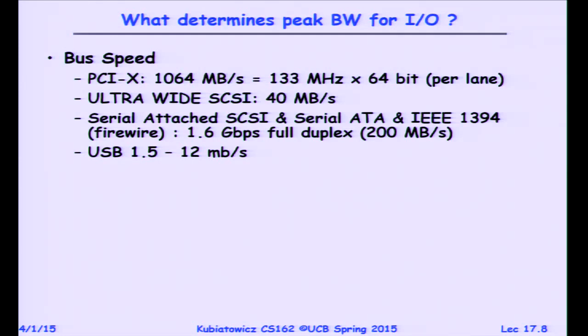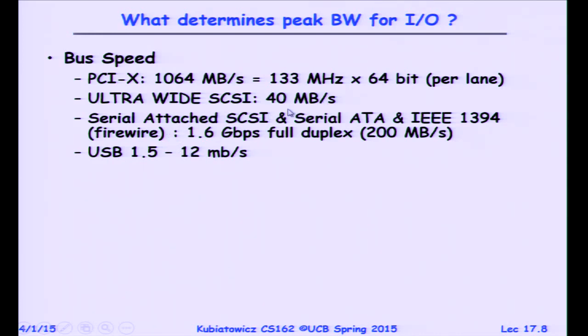Now, what determines the peak bandwidth of I/O? Well, clearly the bus speed can make a big difference. And it's been kind of interesting to watch over the years some of the various speeds of buses. So for instance, PCI-X was a really big innovation over PCI when it first came out, because you could get a gigabyte per second out of it. Ultra-wide SCSI gave me 40 megabytes per second.